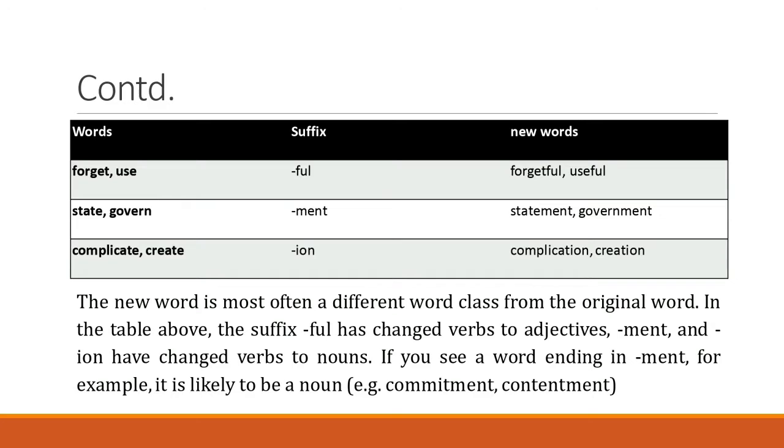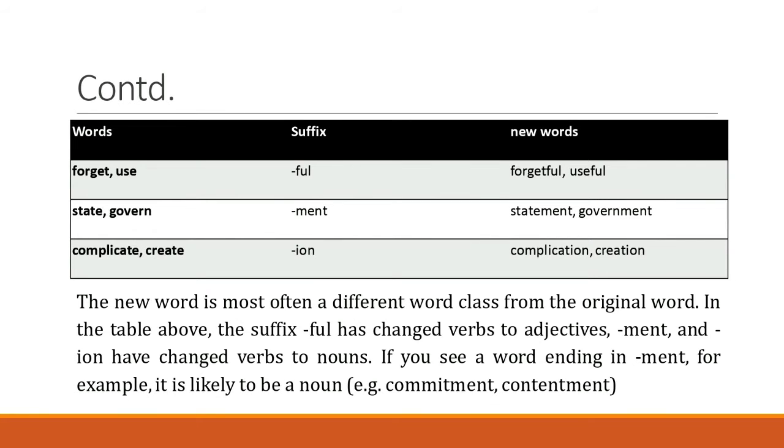For example, we can say forget, use, and suffix -ful. When we add the suffix -ful, we find forgetful, useful. State and govern are main words. When we use the suffix -ment, we find statement, government. Like complete and create, when you use the suffix -ion, we find the new words completion, creation.